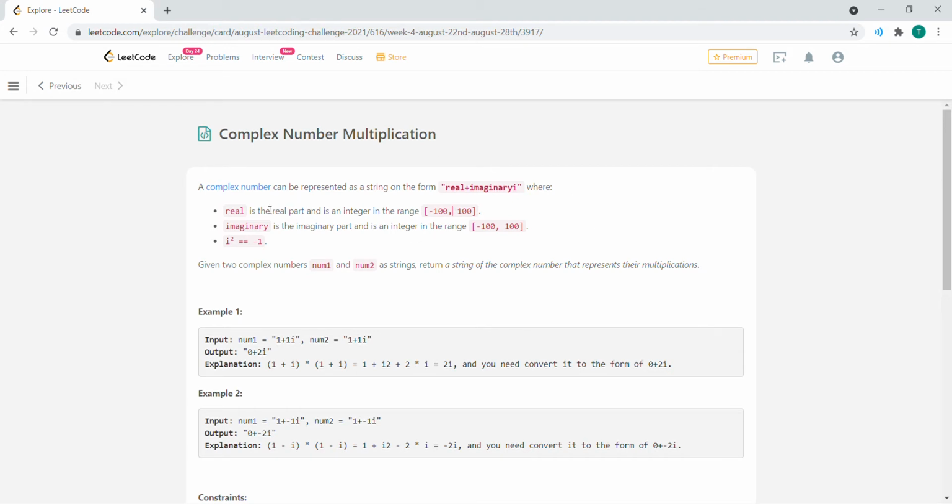Given a complex number represented as a string of the form real plus imaginary i, where real is the real part and the integer is in the range between -100 to 100, and imaginary is the imaginary part, where the integer ranges between -100 to 100. Note that i squared is equal to -1. Given two complex numbers num1 and num2 as strings, return a string of the complex number that represents their multiplication.